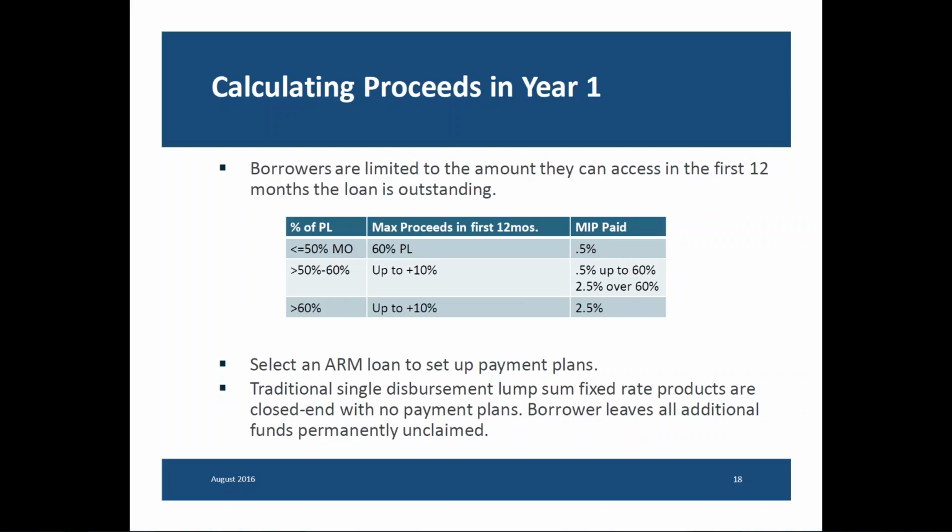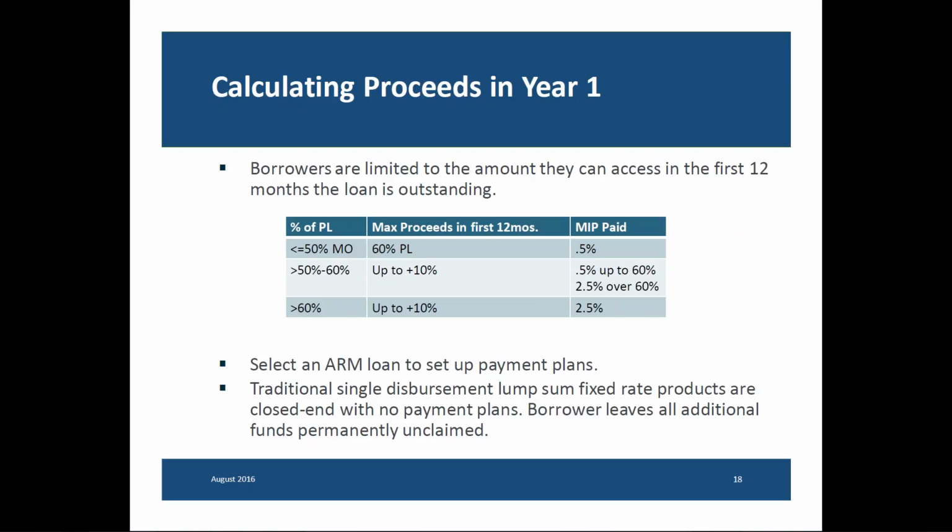And if you look at the examples below on the top line there, if the monthly obligations are less than or equal to 50%, the maximum proceeds in the first 12 months can go up to 60%, and the MIP paid is 0.5%. That's the one option that they have, the only option they have in that situation. I'm going to skip over the middle and go to the bottom. On the bottom, if the monthly obligations are greater than 60%, they could go up to the principal limit plus 10%, but the MIP paid, the only choice they have there is 2.5%.